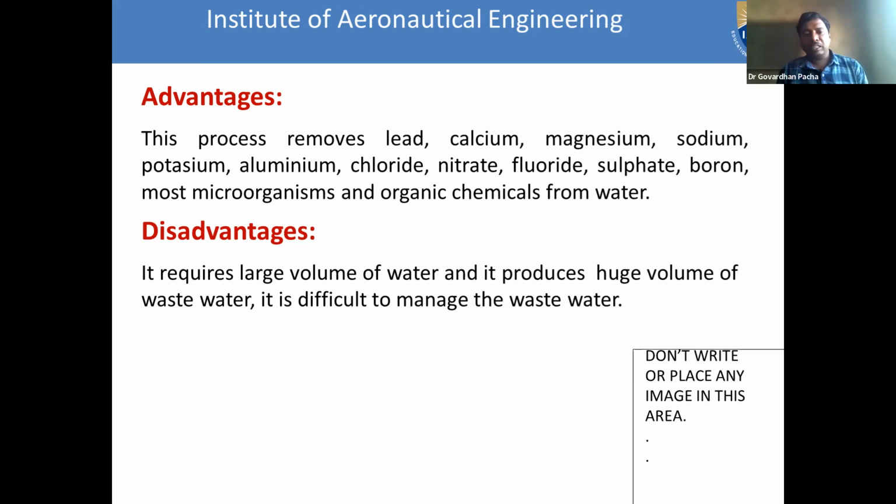And what is the disadvantage? This process requires a large volume of water, and finally it releases a high volume of wastewater. It is difficult to maintain that large amount of wastewater. So that is the disadvantage of reverse osmosis.